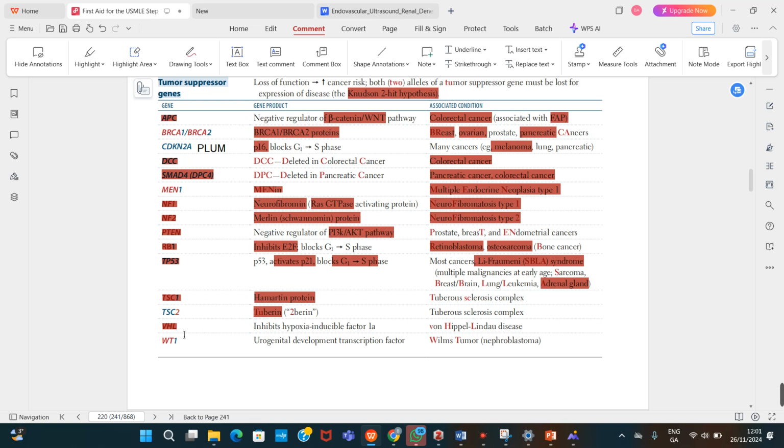Now, what does VHL do? This is a tumor suppressor gene that inhibits hypoxia inducible factor 1A. So if there's a loss of function mutation in VHL, what is going to happen to hypoxia inducible factor? It will increase; it will be activated.